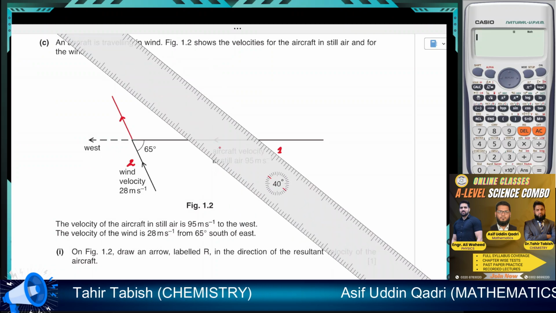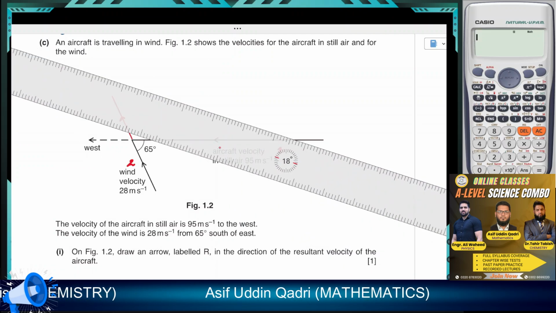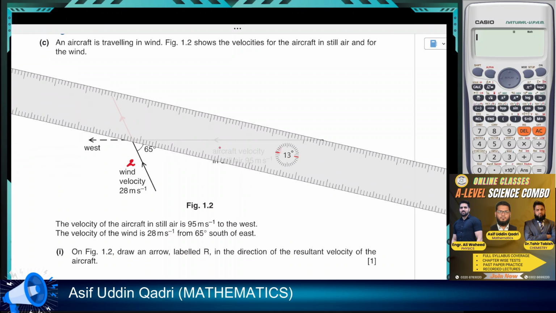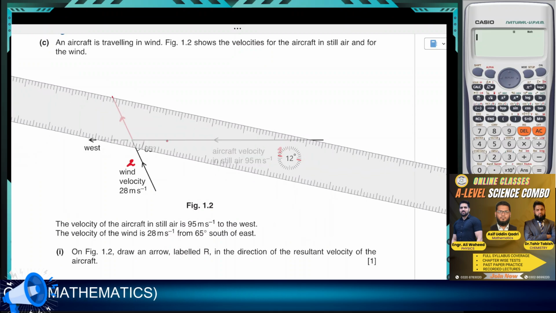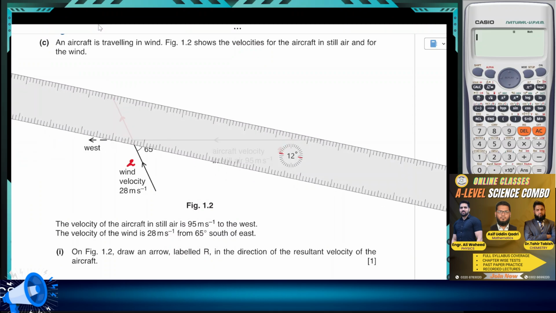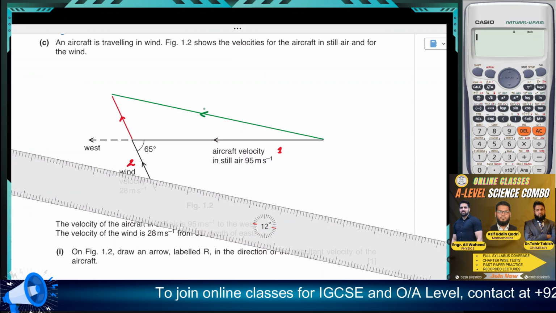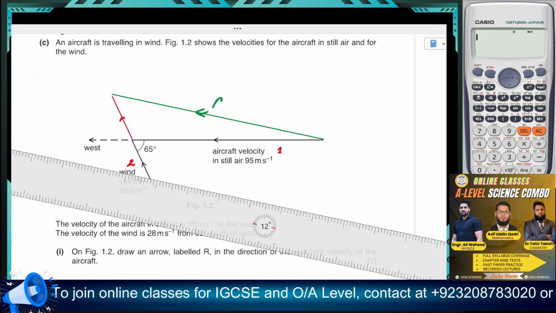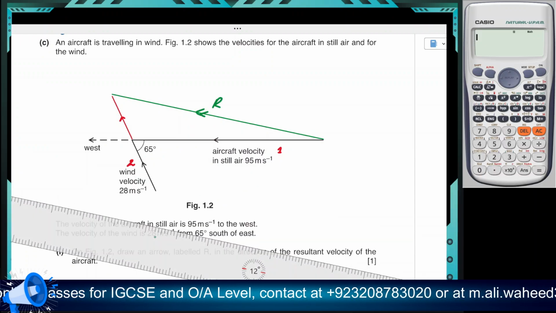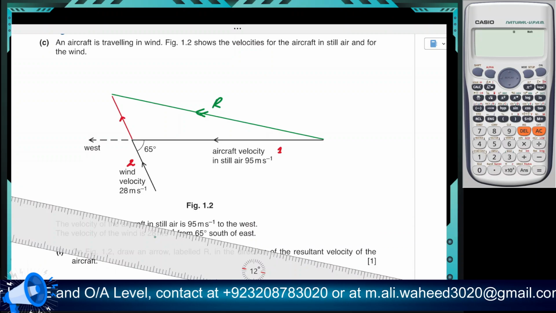Now what's the final step? The final step is we need to join the start point to the end point, and that's it. Start point, this was the start point, joins with the end point. So this is the resultant velocity of the aircraft.